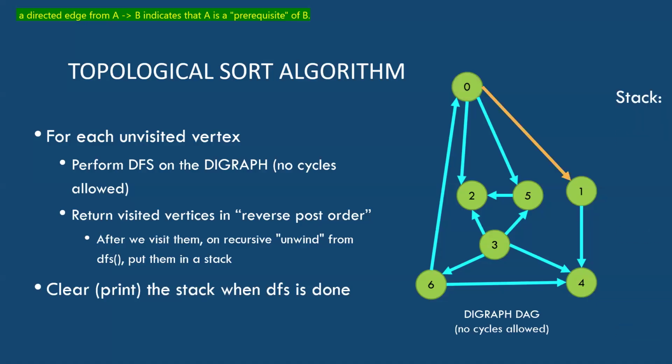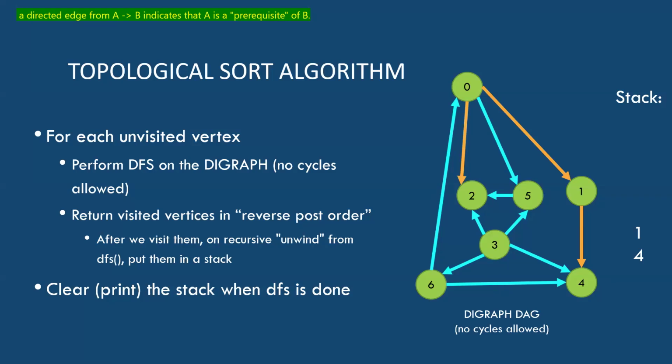So we go 0, then we go to 1, and we go to 4. That's as far as we can go. Now we're going to unwind and put 4 on the stack. Imagine you're 2 levels down recursively and getting ready to return to the upper level. Right before you return, you say, okay, I'm at 4, so I'm going to put that on the stack. You've basically traveled as far away from home as you can. You put the 4 on the stack, then you put the 1 on the stack, and you're back up at the 0 and you're not done yet.